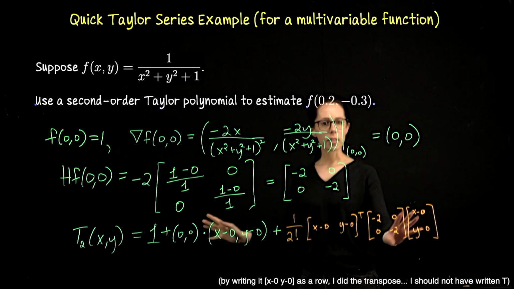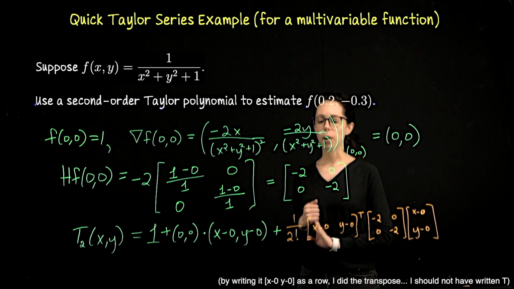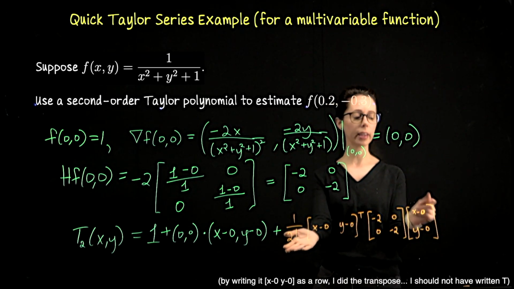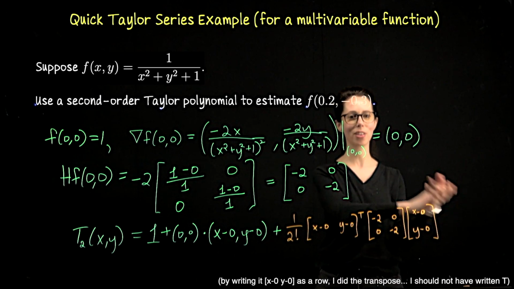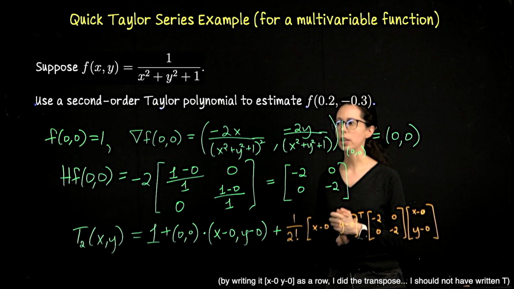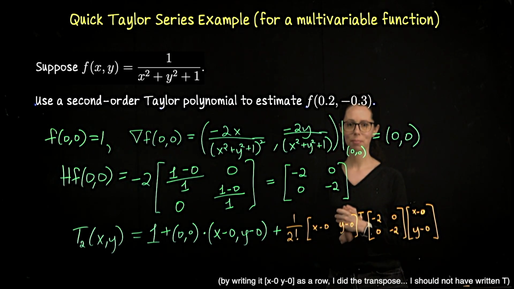Take a moment to just pause and make sure that you've got the same second-order Taylor polynomial. When I come back in a second, I will show you how to do this triple product very quickly so that I can write the entire polynomial right here in the bottom right corner. Then we will use it to estimate the value of our function at 0.2, negative 0.3.